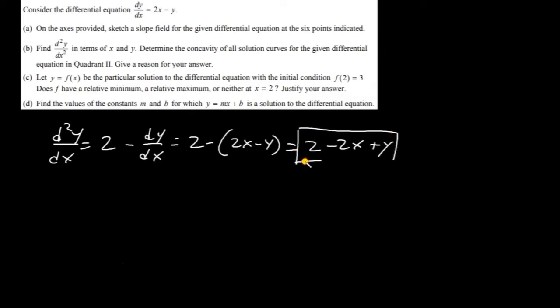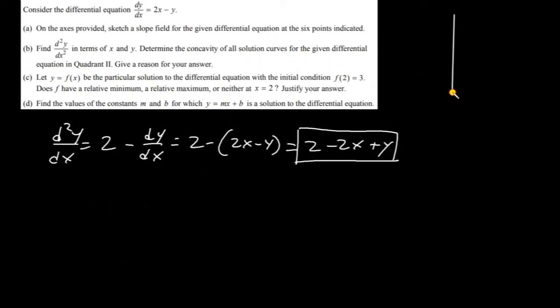But they wanted it in terms of x and y, so you know that dy/dx is equal to 2x minus y, so I can substitute that in here. So I'll get 2 minus (2x minus y), which is 2 minus 2x plus y. Okay? And that is the second derivative. And then they wanted the concavity of all solution curves for the given differential equation in quadrant 2.